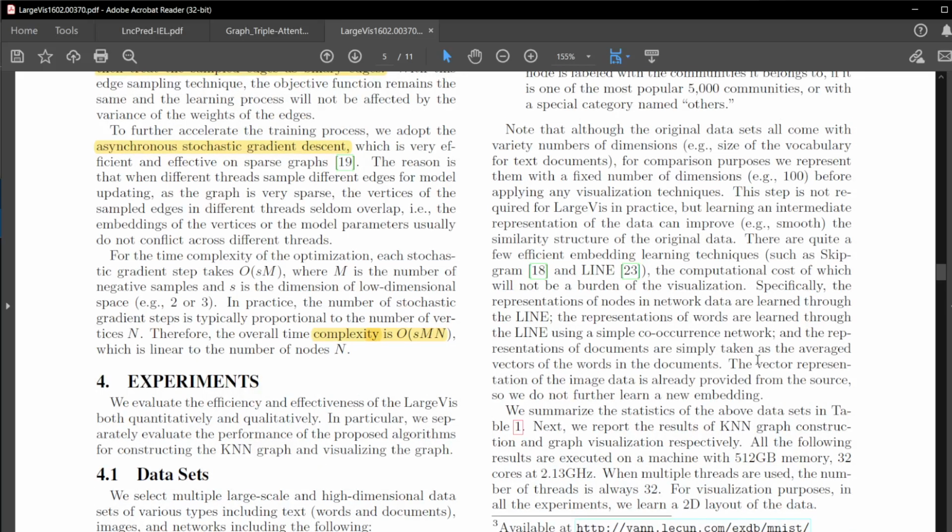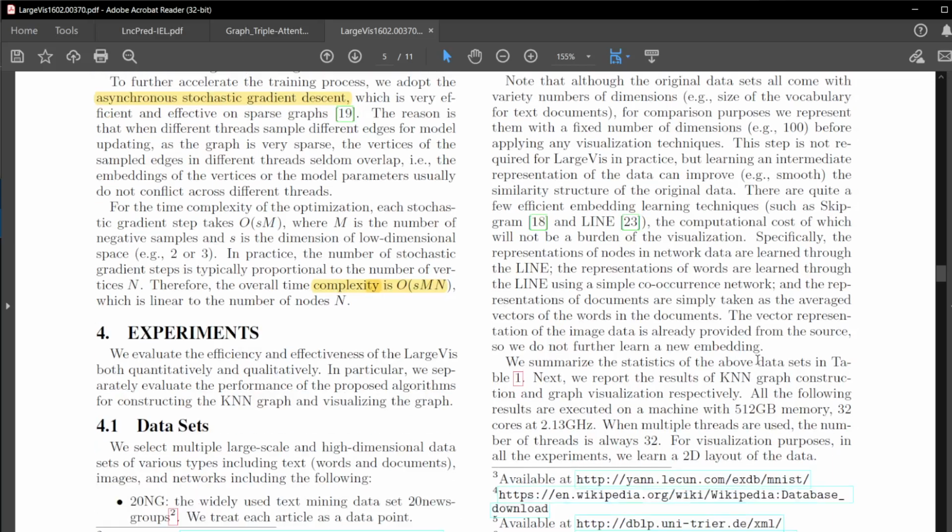Next, we report the results of KNN graph construction and graph visualization respectively. All the following results are executed on a machine with 512 GB memory, 32 cores at 2.13 GHz. When multiple threads are used, the number of threads is always 32. For visualization purposes, in all the experiments, we learn a 2D layout of the data.